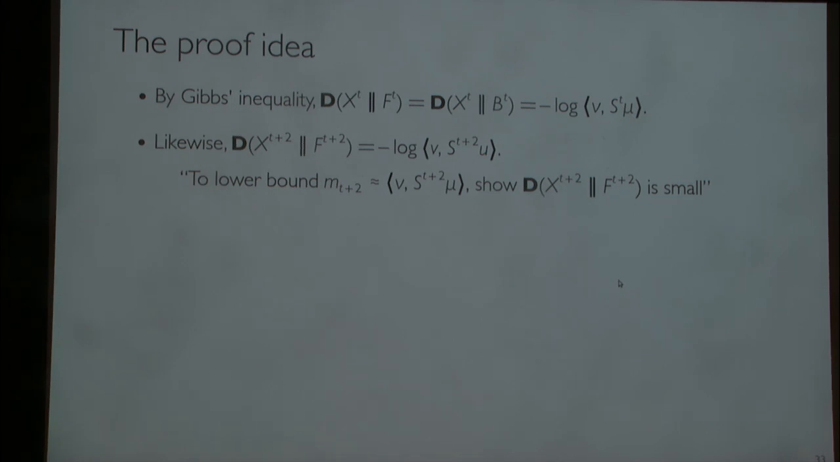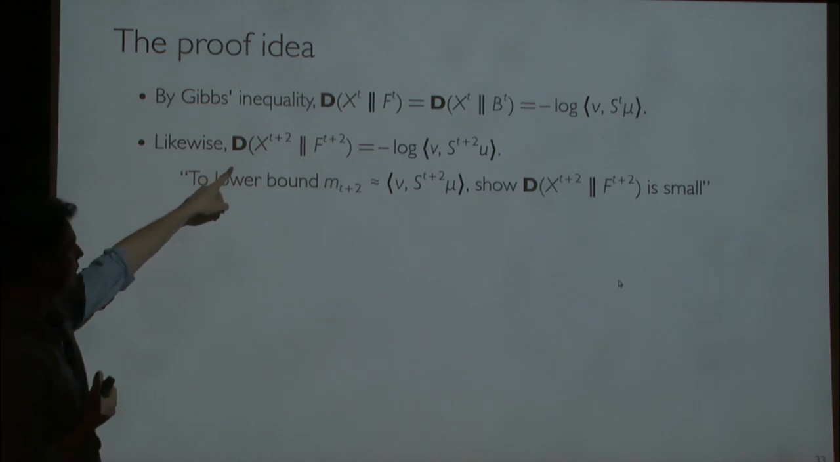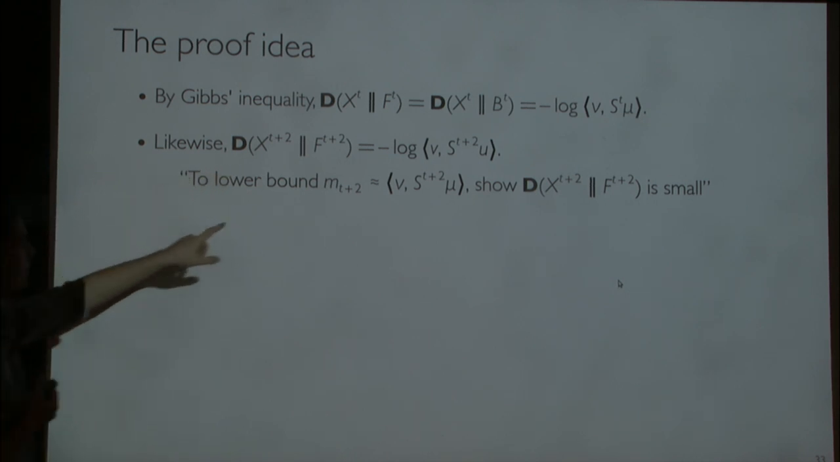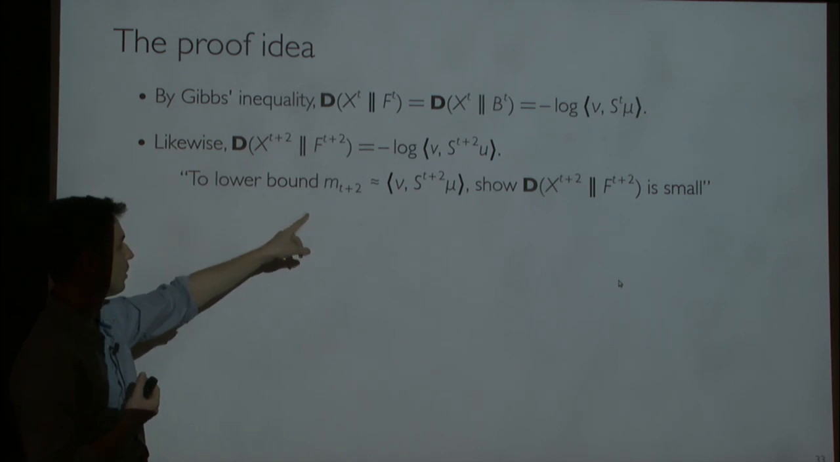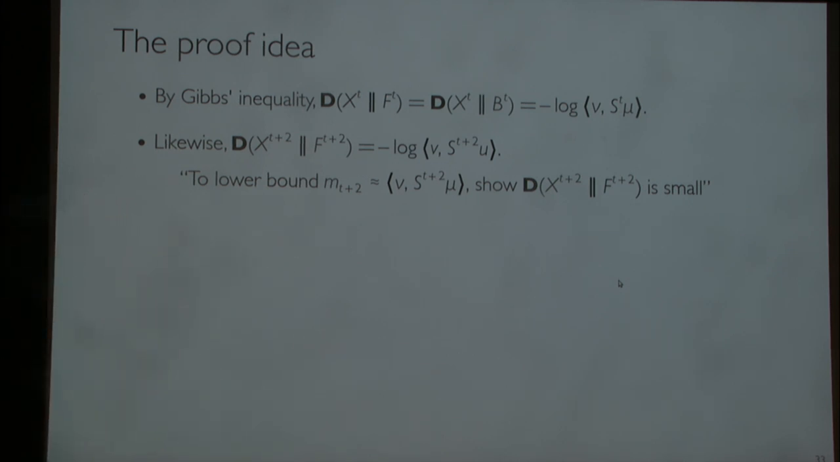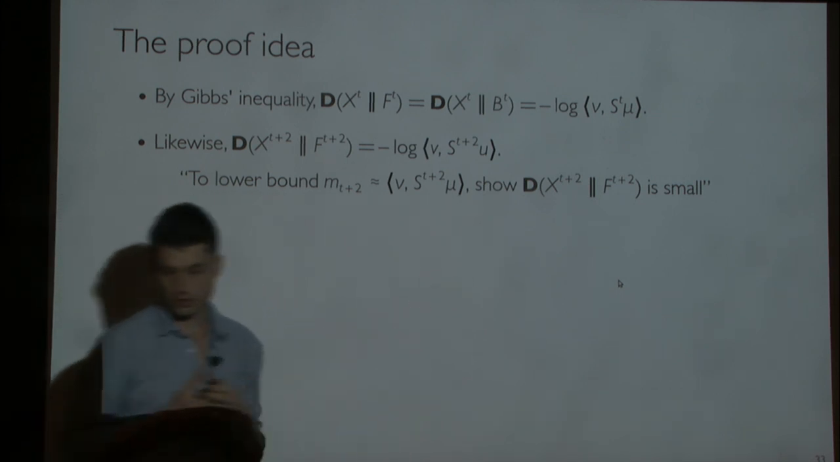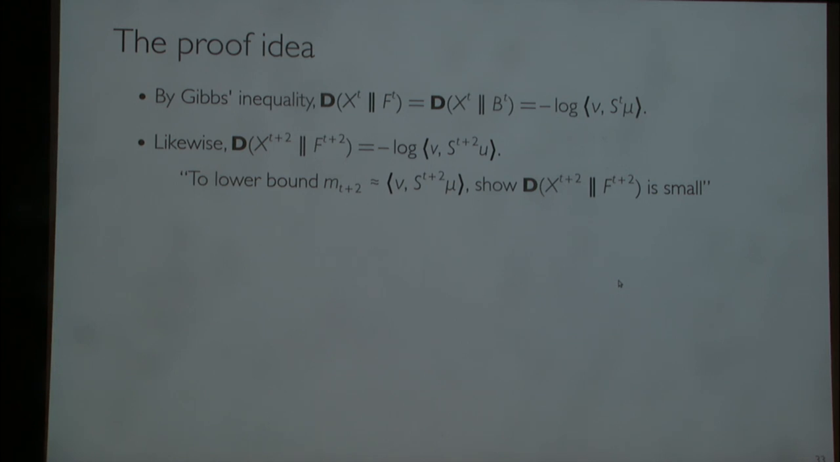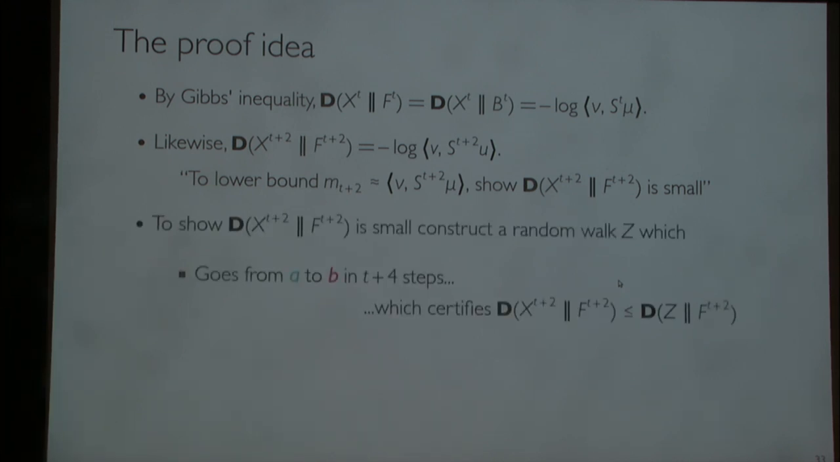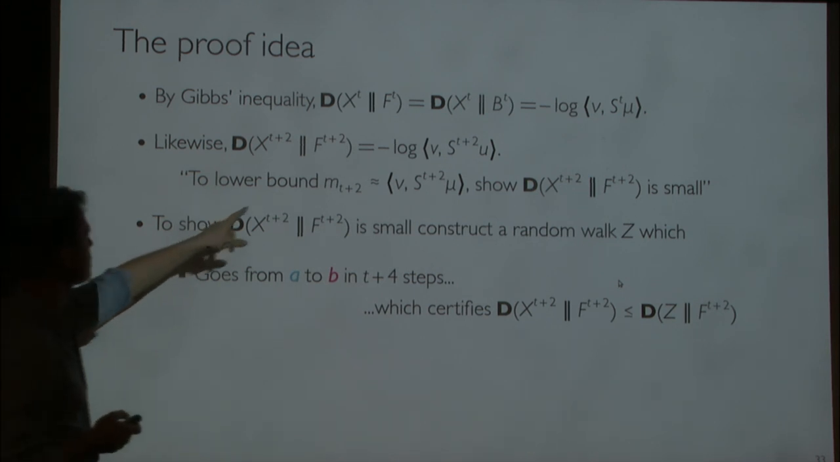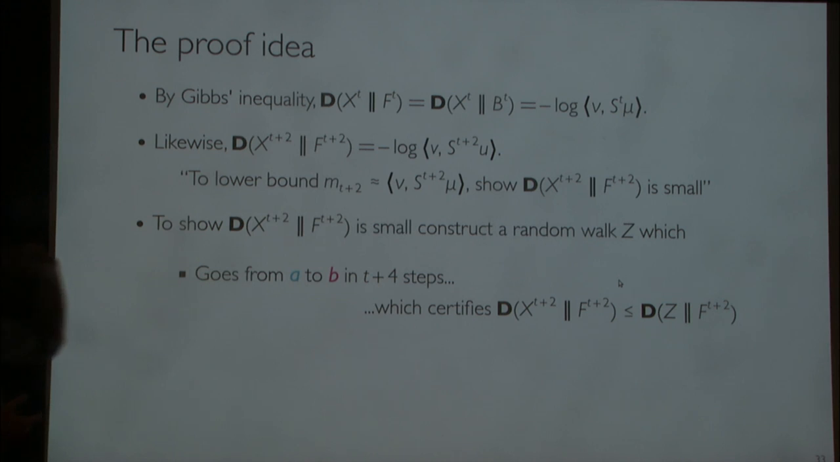So now, this divergence is related to MT plus 2, which we want to lower bound. Instead of lower bounding it, I may as well show that the divergence of it from the ideal unconditioned walk is small. If I could do that, this is an identical statement to lower bounding MT plus 2. Why is it small then? It's just a minus log, so due to that minus, the sign changes.